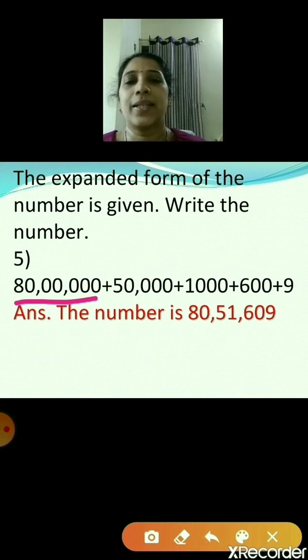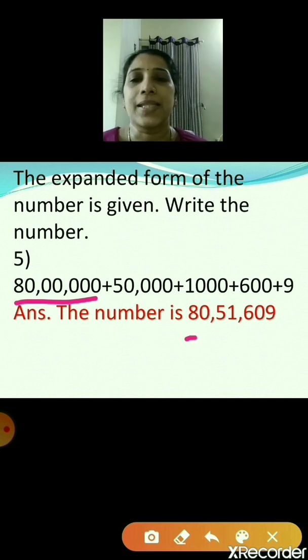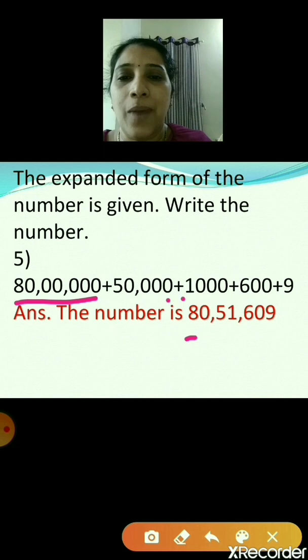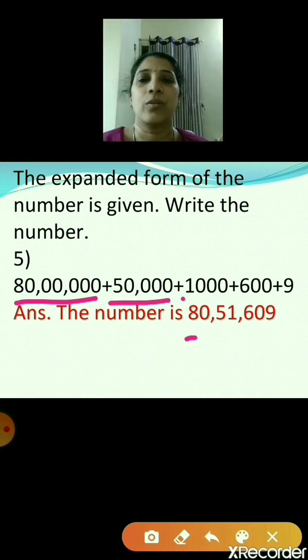So what do you get the number as? 8, right? Next part is 5 followed by 4 zeros. So what is it children? First 0 in the units place, second 0 in the tens place, third 0 in the hundreds place, fourth 0 in the thousands place, and the digit 5, it is there in the 10,000s place.